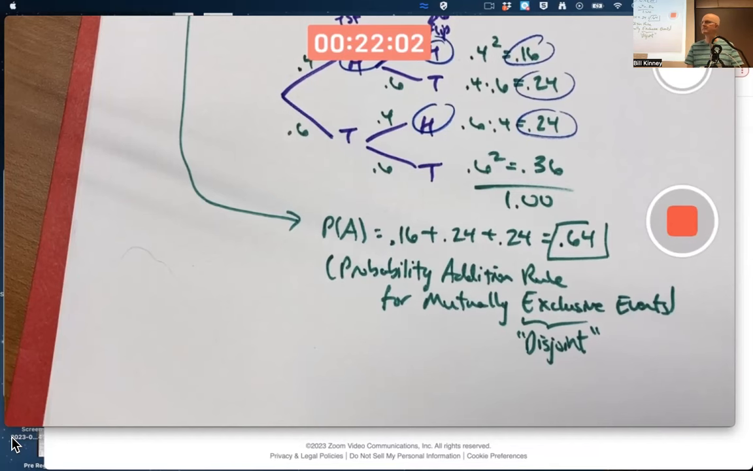Can I clarify anything there? You might say this feels really basic, and yeah, you could argue it is, but these are really fundamental things that apply to much more complicated situations.